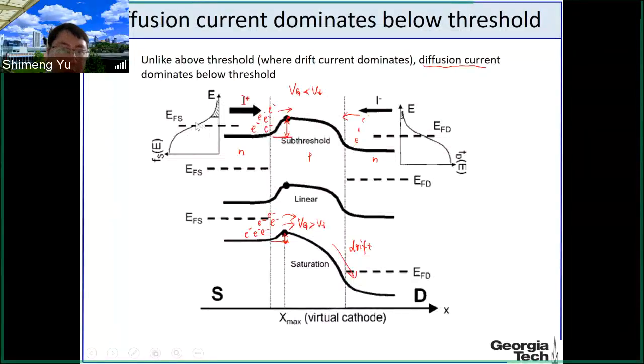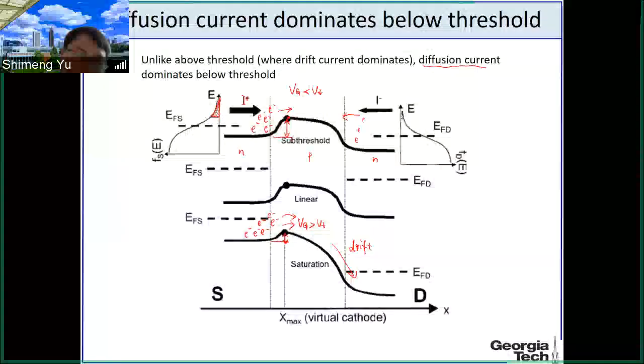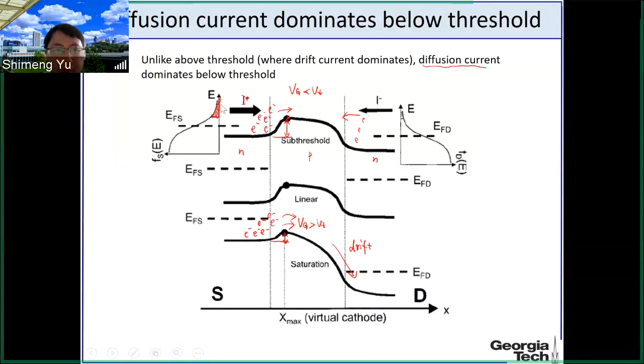Because here, if you consider the Fermi function, the Boltzmann approximation tells you it's an exponential decay in terms of the probability of the electrons with higher energy. So here only the shaded region means those electrons can move over the barrier from the left to the right.